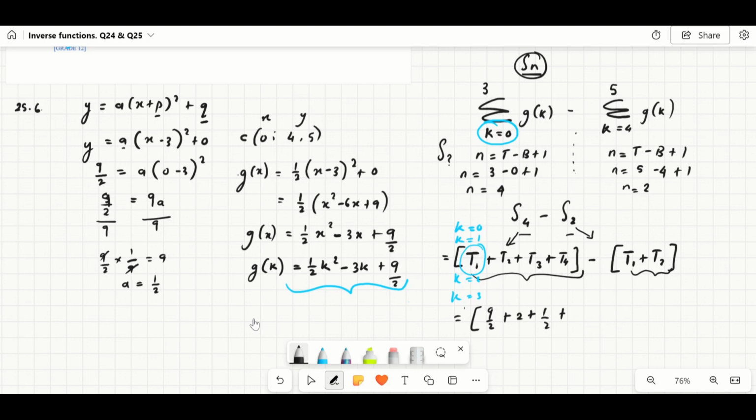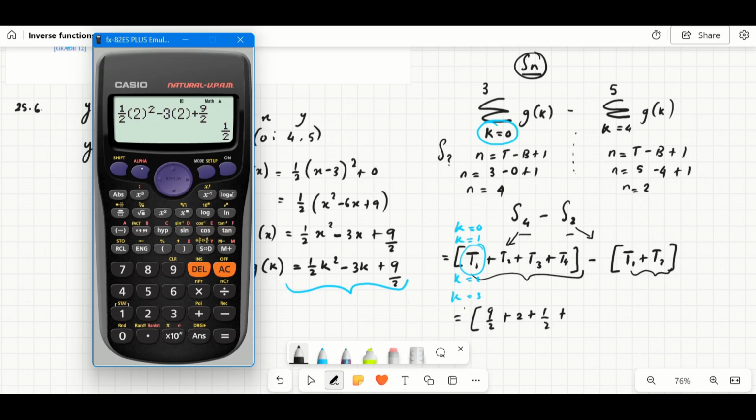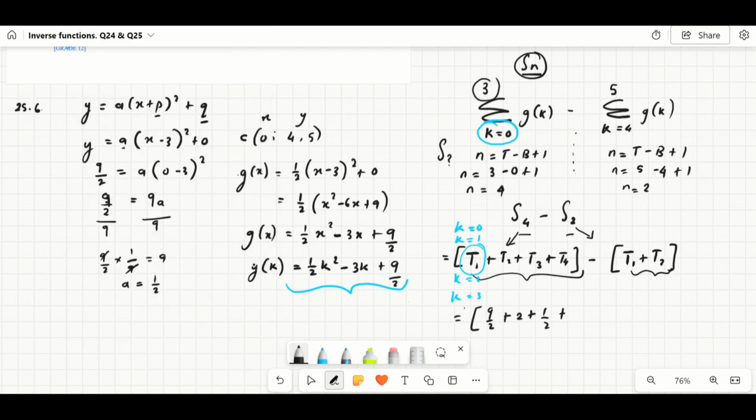Remember, I started from 0. K equal to 3. I will edit, put my 3 here. Right, so remember we said the last value is at k equal to 3. So when I put my 3, what does my calculator give me? It gives me a 0. So this is the sum of 4 terms without using a formula.